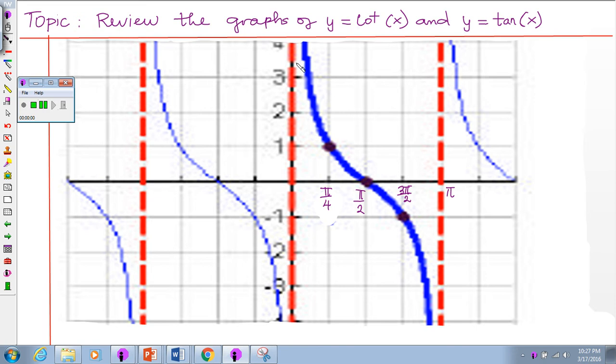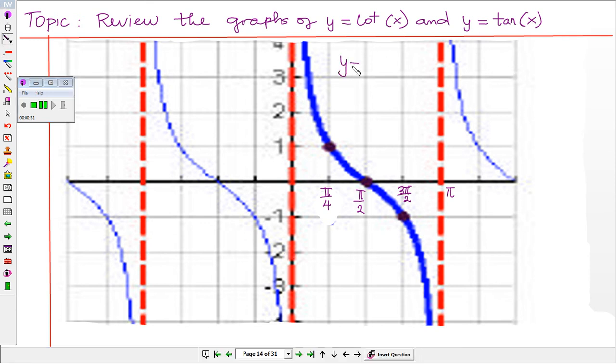You can see on this graph that the y-axis is the symmetry of the graph. If the y-axis is the symmetry of the graph, this graph is the graph of the cotangent function. Next, we are going to find the domain.